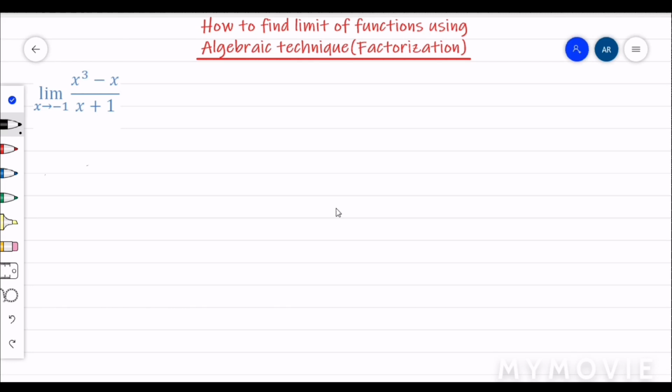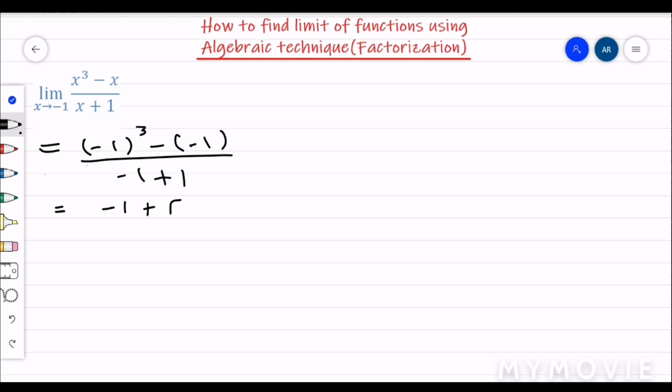So for evaluating the given limit, I'm simply going to put x as negative 1 in the given expression. So negative 1 cube minus negative 1, over negative 1 plus 1. Negative 1 cube is negative 1, plus 1 in the numerator is 0, and the denominator, negative 1 plus 1, is 0. So we got an expression which is 0 by 0.